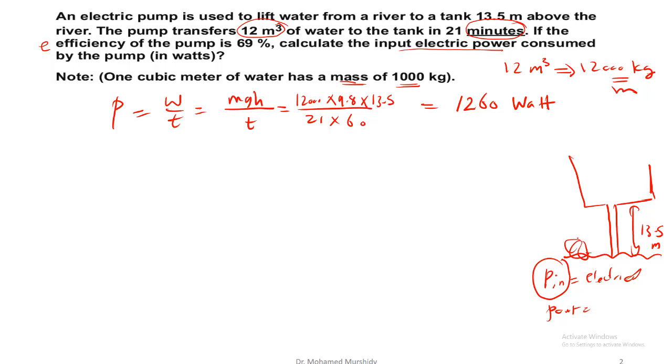This is the power out of this pump. The question is how to get the power in. We have the efficiency. We have tried the efficiency. The efficiency E equals W out by W in.